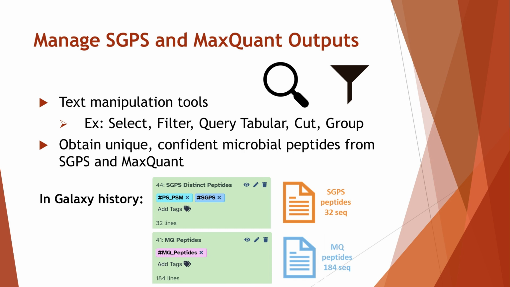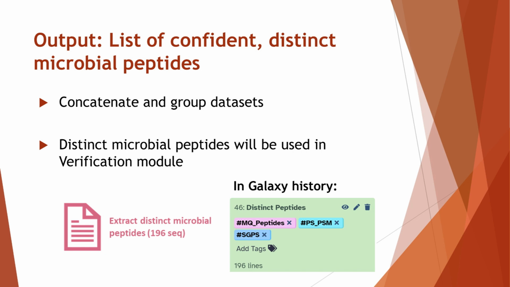The Cut tool allows us to select columns, and the Group tool allows us to select unique entries, in this case, unique peptides. These tools enable us to obtain a list of unique, confident microbial peptides from both programs. This brings us to the final processing steps, where we will concatenate or combine the two peptide lists from SearchGUI PeptideShaker and MaxQuant into a single dataset, which we will group one last time to remove duplicates. This will give us the last output for this module, a list of confident, distinct microbial peptides.